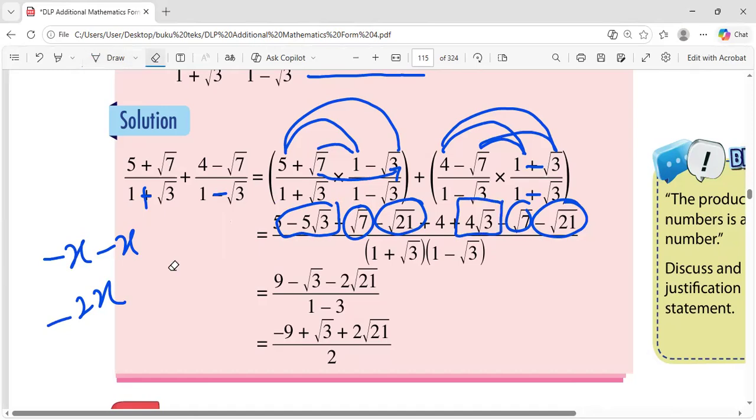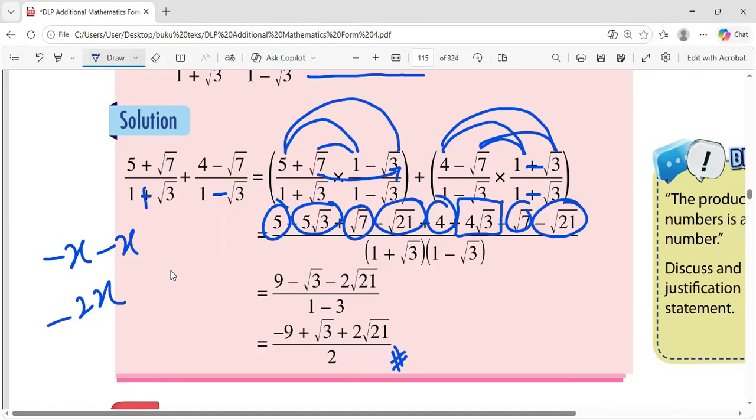And then what else? I haven't settled the numbers. Surd 3, checked already. Numbers: the number is 9. So I leave my answer here. Finish, because they are different surds. This is like X, this is like Y.